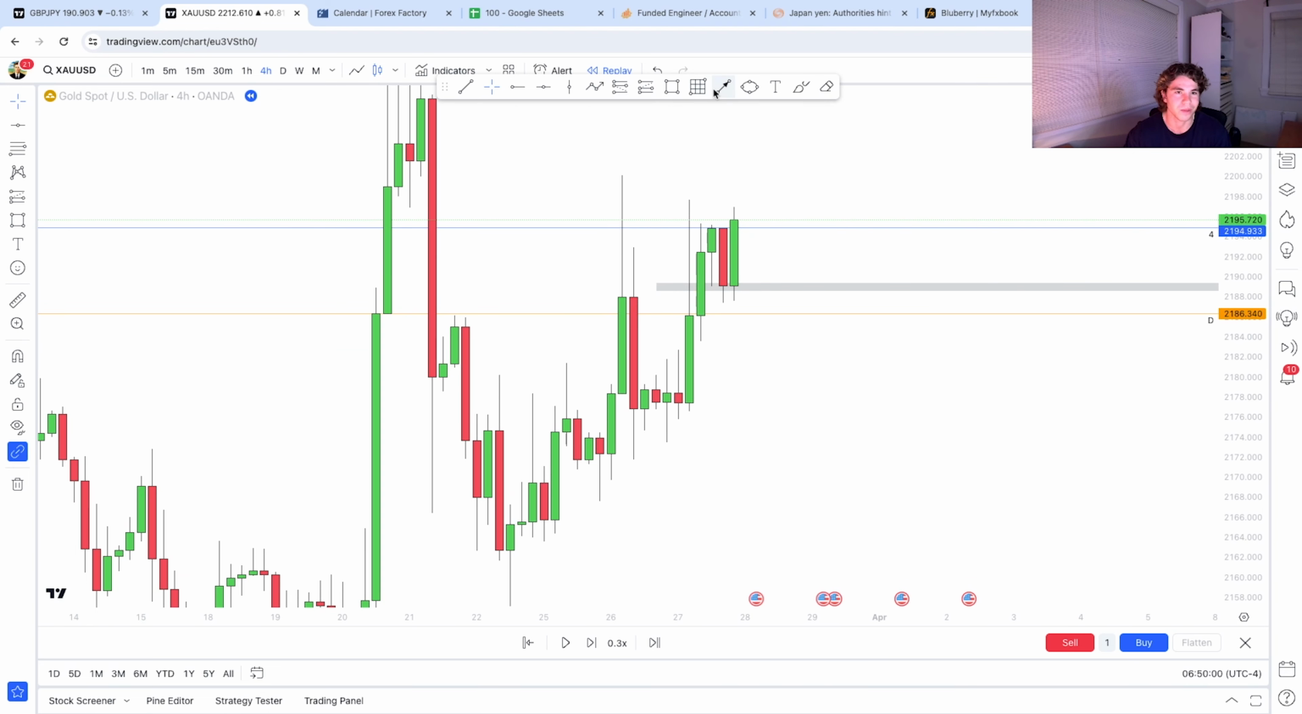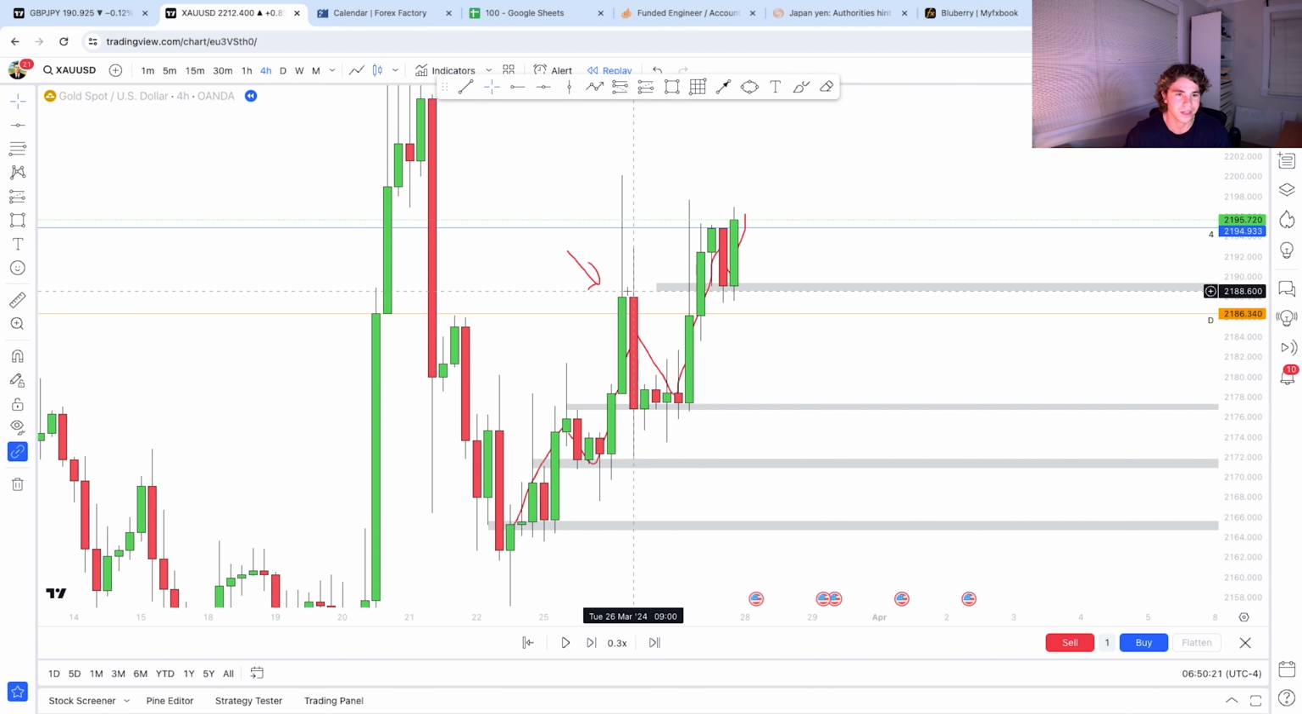So what does that show us? First of all, we're making higher highs and higher lows. New higher low, new higher high. So each time we're pushing, we're making new highs. Each time we're finding support, we're making new higher lows. And each time we're holding support, we're pushing up to make new higher highs.